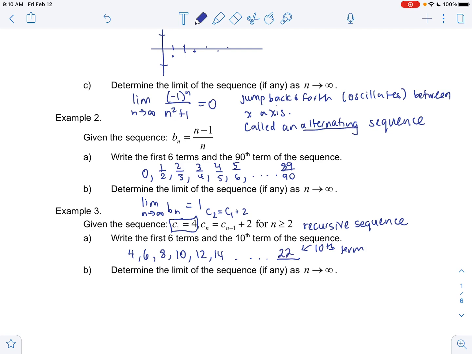Okay, so we see our 10th term is 22. I want you to look at example 1 again on our limit question, and we saw it approach 0. On example 2, we saw it approach 1. And finally on this example, as we continue to add 2, we notice that this number continually grows larger. So there is no limit as n approaches infinity for this sequence. We would say it does not converge. So no limit as n approaches infinity, this sequence does not converge.